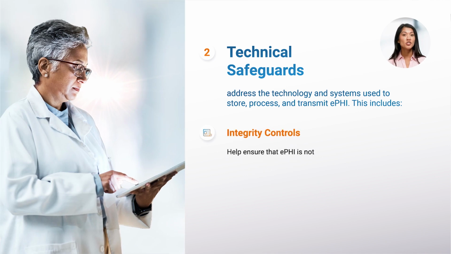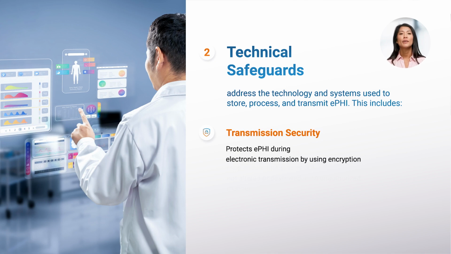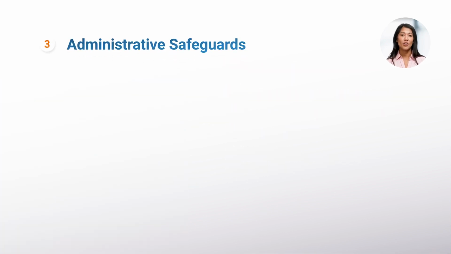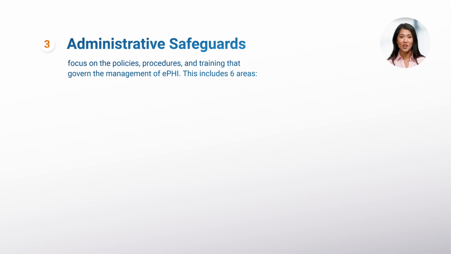Integrity controls help ensure that ePHI is not altered or destroyed in an unauthorized manner. Transmission security protects ePHI during electronic transmission by using encryption and other security measures. Administrative safeguards focus on the policies, procedures, and training that govern the management of ePHI.